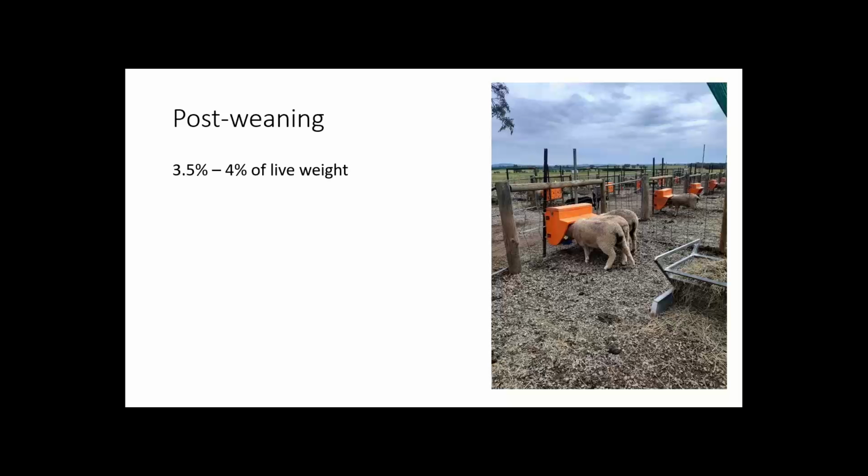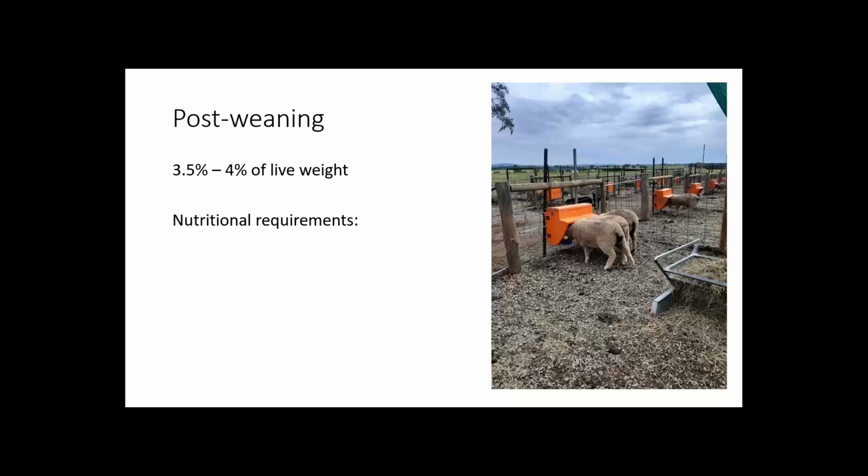Now, post-weaning. Maximising post-weaning growth in theory is really straightforward, but in practice, it's easily the most difficult. The most important thing to remember, well, this is the way I like to think about it, is that a lamb will eat approximately 3.5% to 4% of its live weight. So this is your upper limit for success.